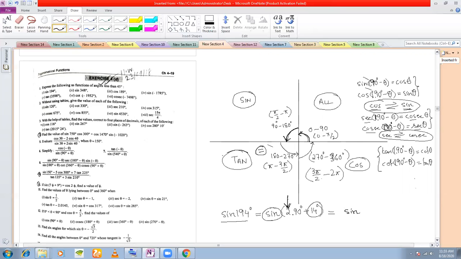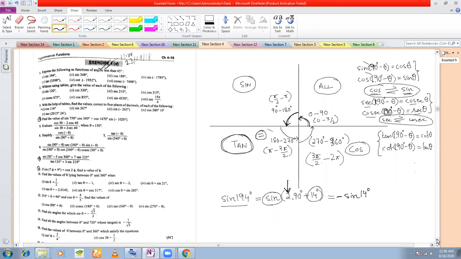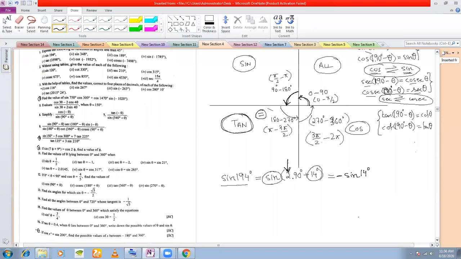But in this quadrant, only tan is positive. So that means sine is negative in this quadrant. That is why I give a negative sign. Minus sine of the angle, and we write 14 as it is. If it is not clear, then I'll take further examples. Let us first only consider even multiples, then I will consider the odd multiples.